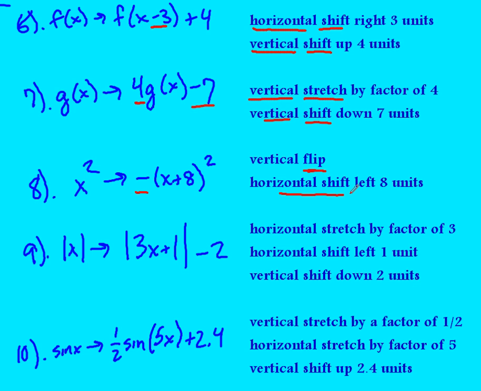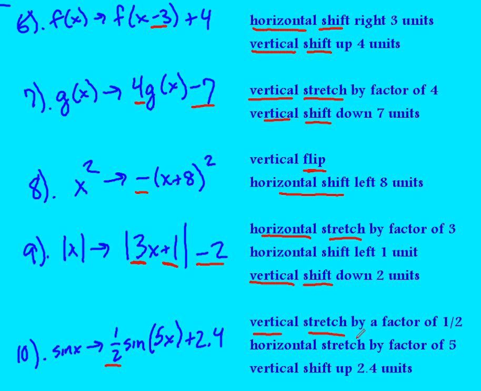Number 9, horizontal stretch by a factor of 3. That's where we get this 3 from, because we're multiplying to stretch horizontally because it's inside, by a factor of 3. Shifting to the left 1 unit, that comes from the +1, so it's a horizontal shift to the left 1 unit, and then -2 on the outside, so shift because it's a subtraction, vertical because it's outside, down 2 units.